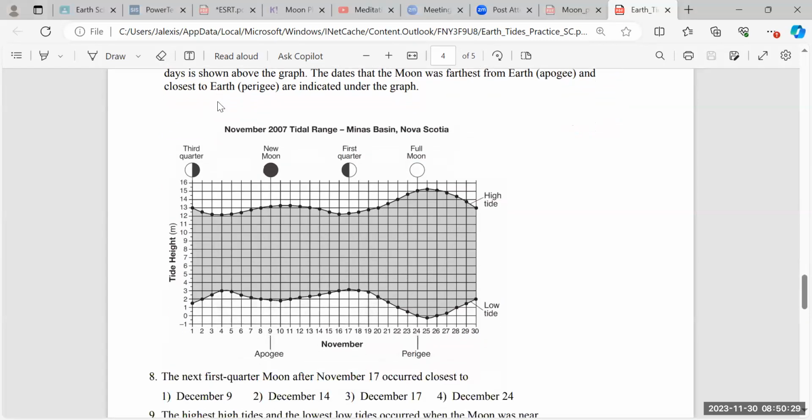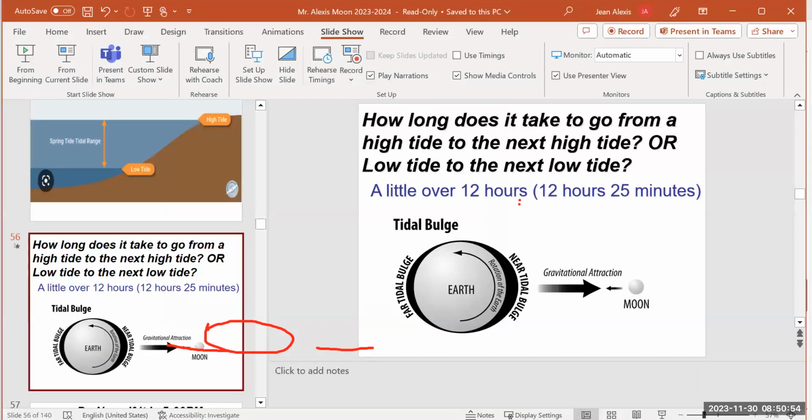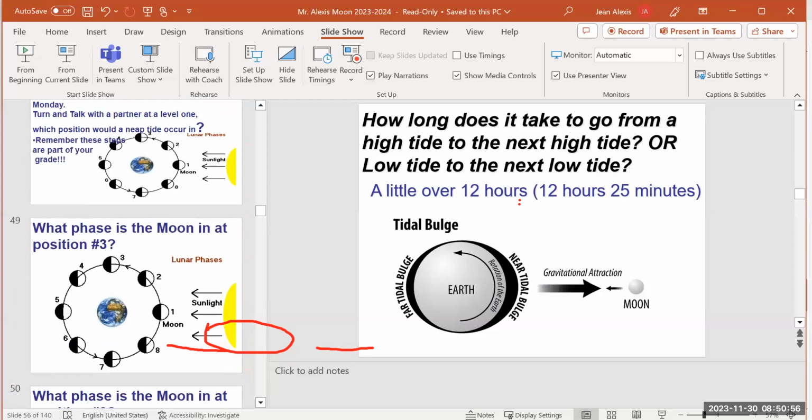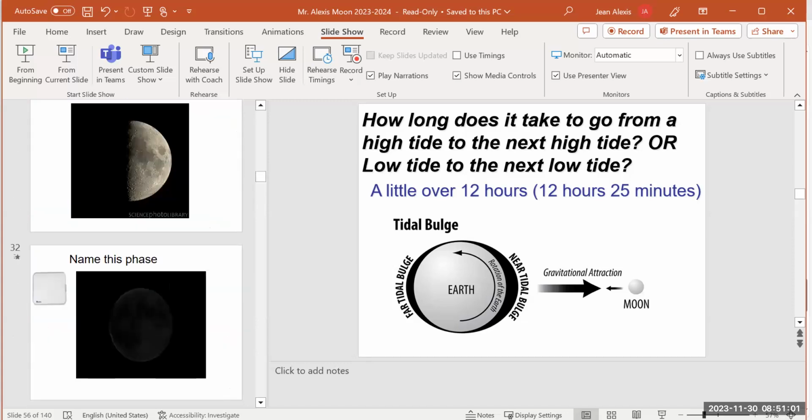All right, so they give us the graph and they give us the different tide heights throughout the month. So question 8 says the next first quarter moon after November 17th occurs closest to what? Well, we learned how long does it take for a cycle to repeat itself? Let's scroll back to our notes.